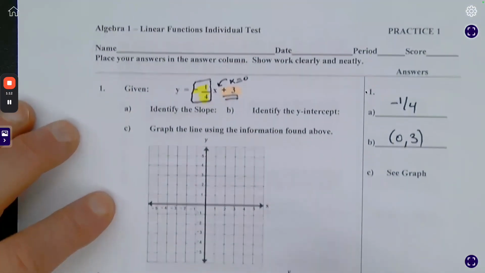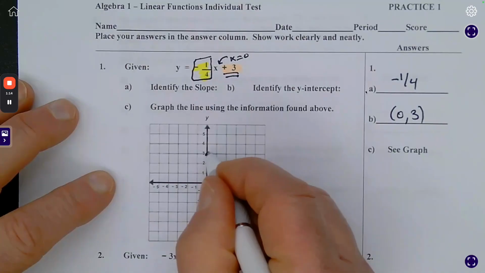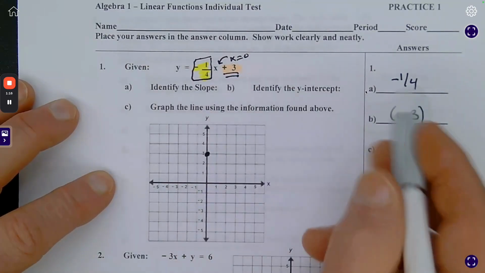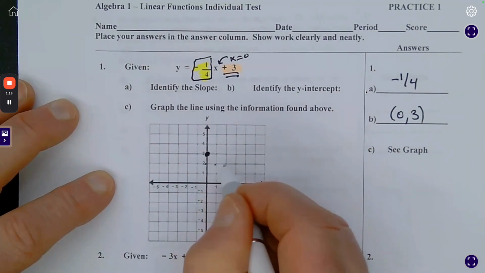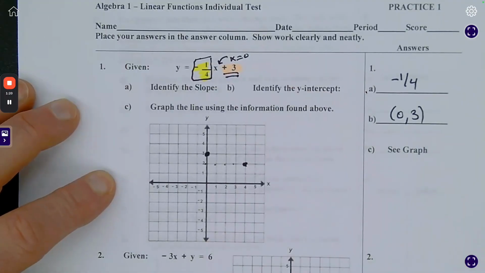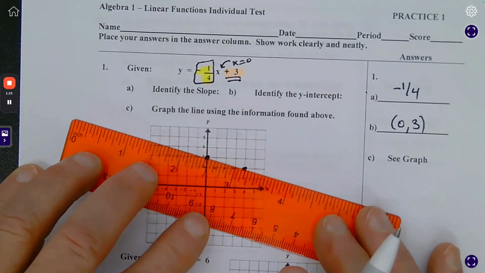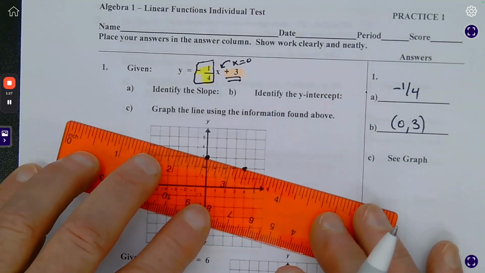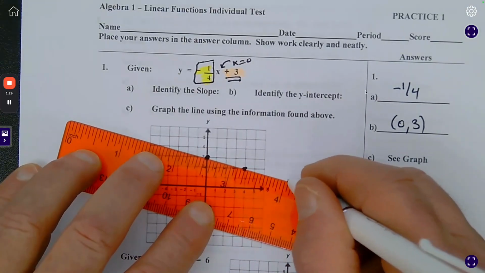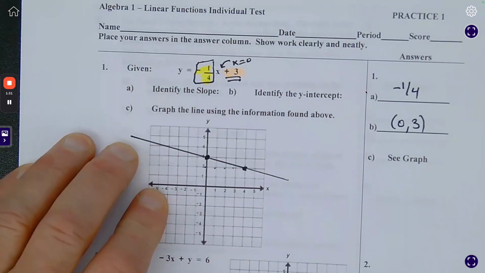To graph it, you plot that y-intercept right there, and then you do rise over run, down 1 over 4. And now you just draw your line. It's a solid line because it's just a generic graph, so all fractional decimal inputs are valid. That is the end of that line.